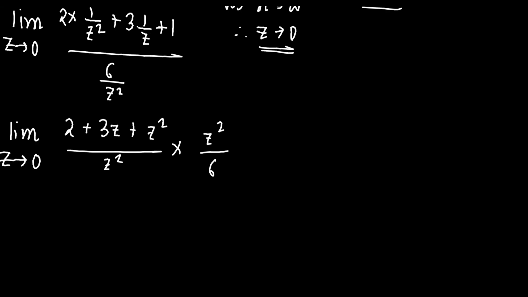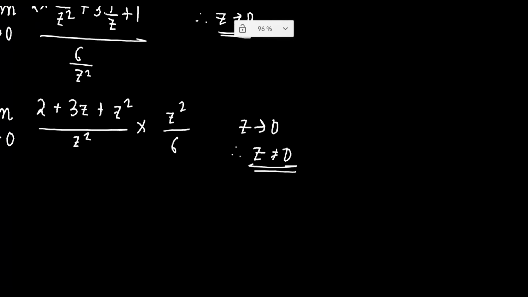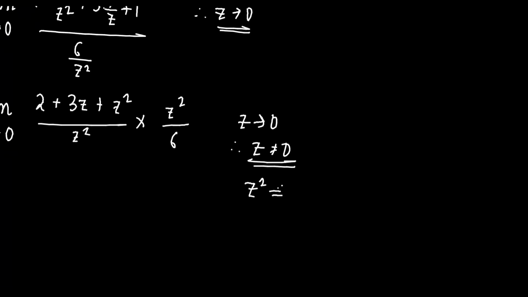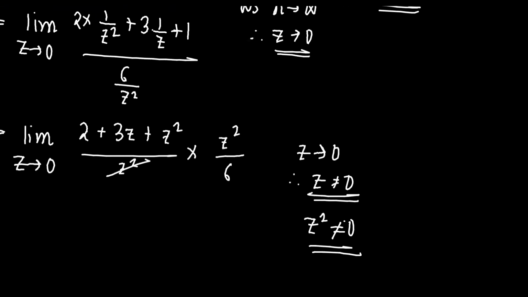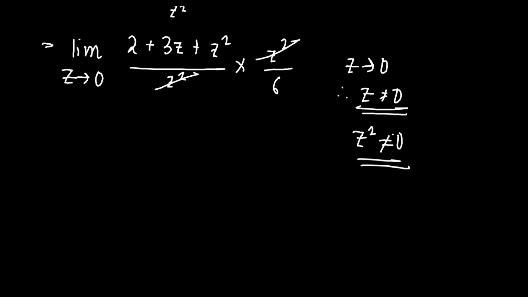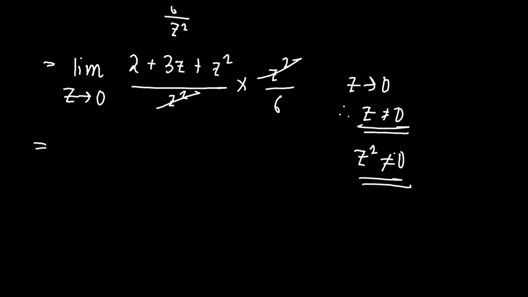Now another important thing: as z is tending towards 0, therefore z is not equal to 0. And if z is not equal to 0, then we can write that z square is also not equal to 0. Okay, so if it is so, then we can cancel out this z square and z square. Now if I write this one, it is limit z tends to 0, (2 plus 3z plus z square) by 6.